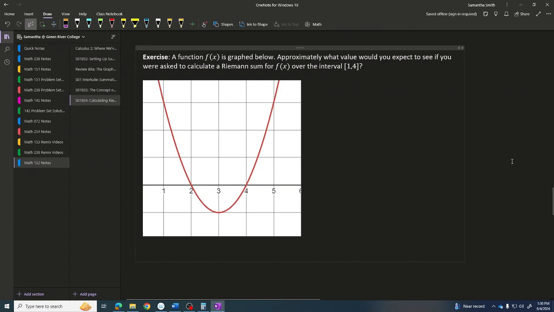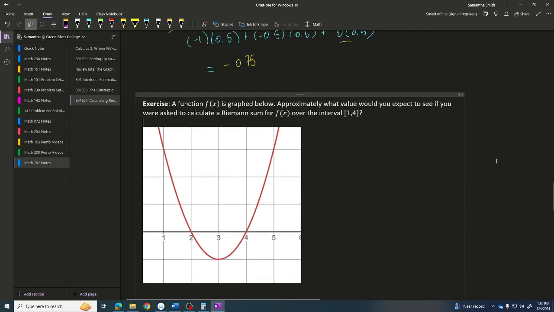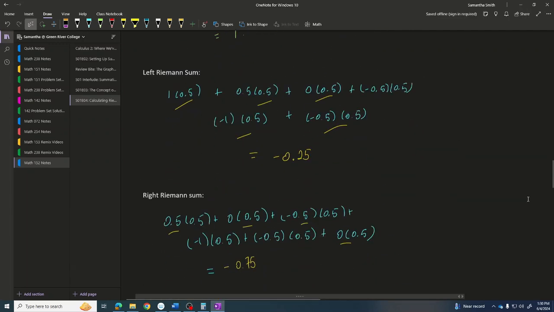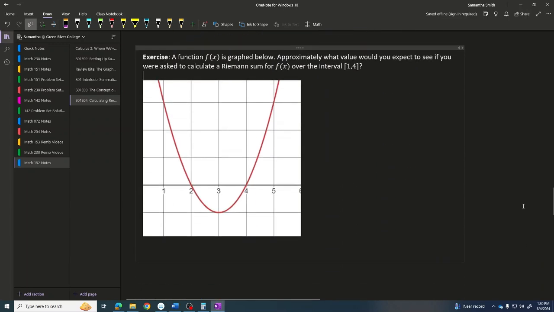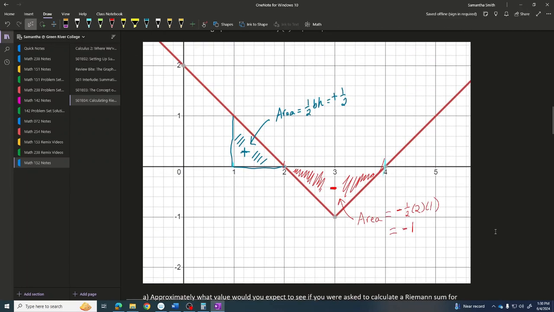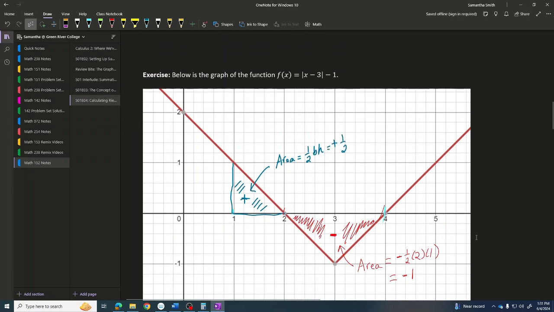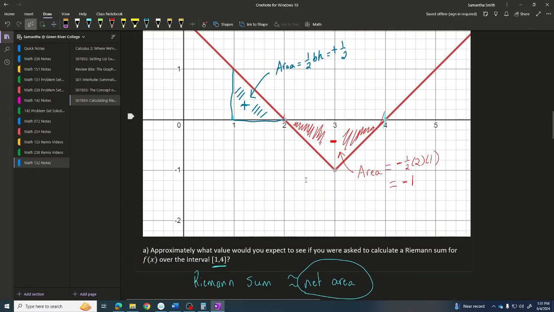Now in this exercise, I'm asking exactly the same question that we asked in part A of the previous exercise. Here is a function. It is graphed below. Based on the graph, approximately what value would you expect to see if you are asked to calculate a Riemann sum for this function over the interval from 1 to 4? The major difference between this exercise and the one that we had in the previous problem is that in the previous problem, the graph was an absolute value graph and was composed of these straight lines forming these triangular regions.